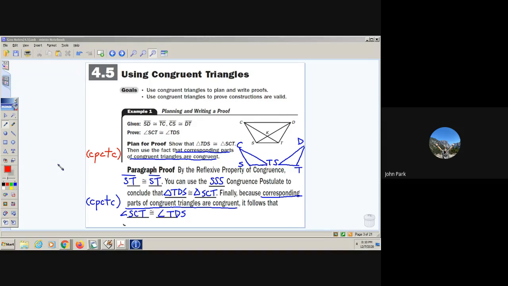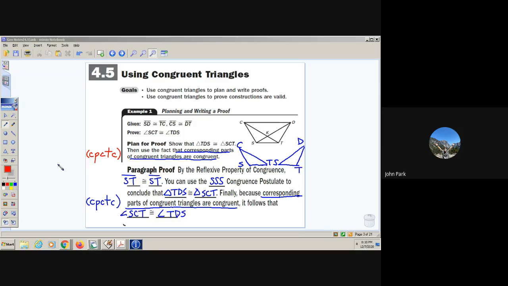Okay, so today we're going to talk about how we use two congruent triangles once we have proved the two triangles are congruent, either using SSS, SAS, ASA, or AAS. Those are the four shortcuts that we talked about so far.